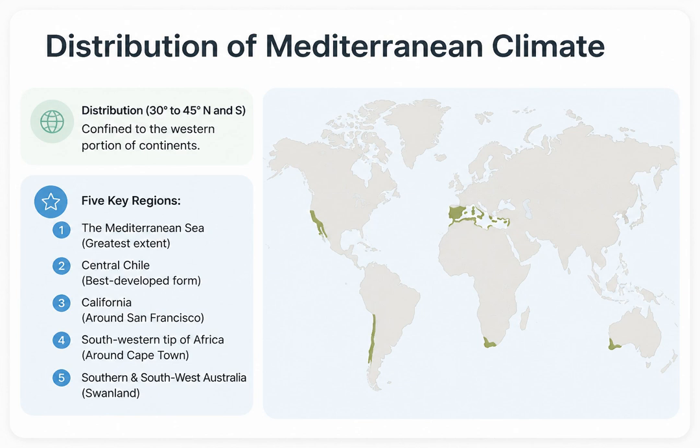Then we have central Chile, which actually represents the most perfectly developed form of this climate. It's also found in California, around San Francisco and Los Angeles, at the very southwestern tip of Africa near Cape Town, and in the southern and southwestern corners of Australia, an area sometimes called Swanland.